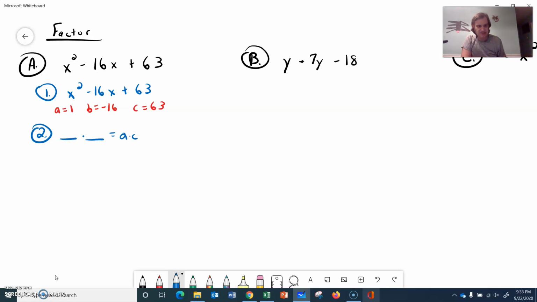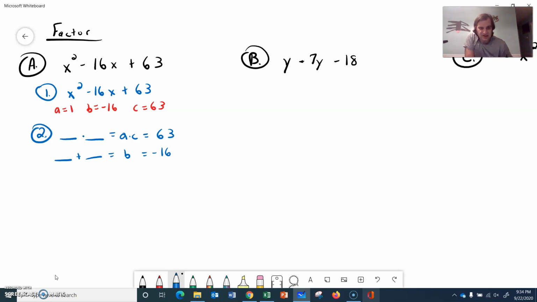So we're on our way to finding our two numbers, so we need two things that multiply together to give us A times C, which is just 63 since A is 1, and add up to be B, which is negative 16. So a little thought here, the 63 is positive, which means both our numbers have to be the same sign. They're either both positive or both negative. They add up to give you a negative, so the only way that could happen is if they're both negative.